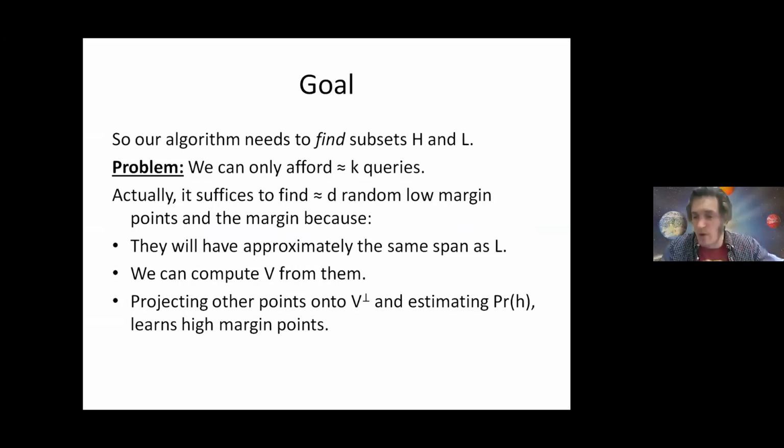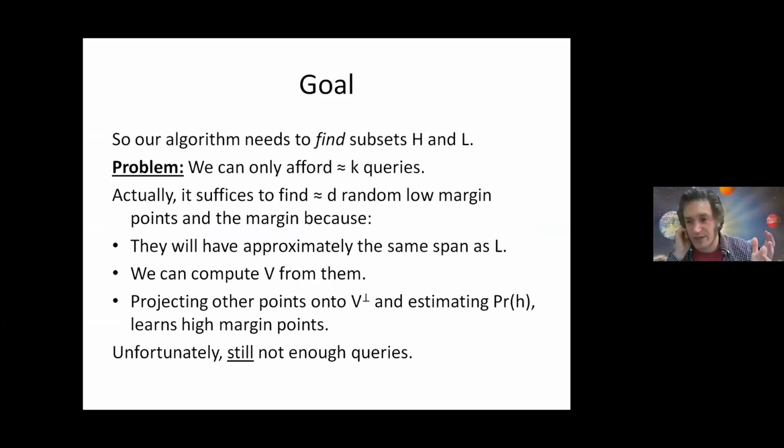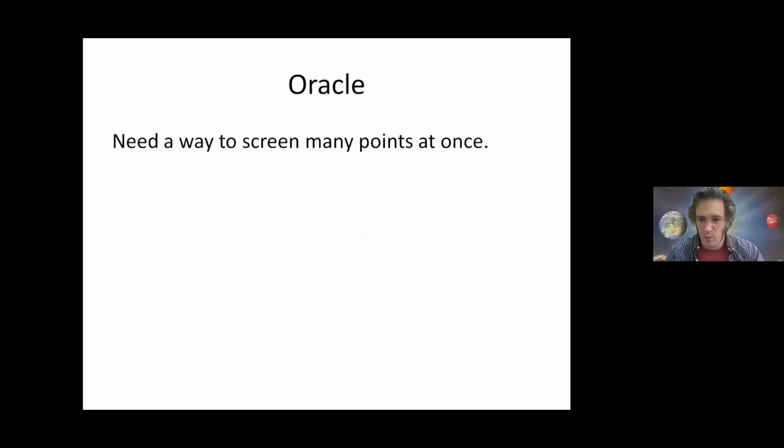So the goal is we want to first know where there's a gap between high and low margin points, and then we want to find about d random low margin points. Unfortunately, there are still not enough queries to do this. If we want to find d points and verify that they are all low margin, so that we can be sure of our answers, it's going to require d queries. And so we're going to need to find some way to screen many points at once.